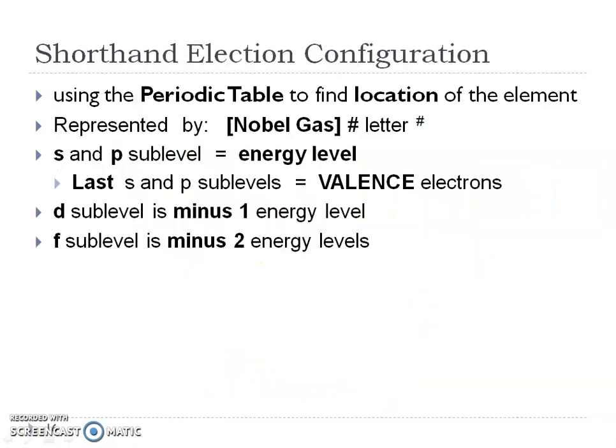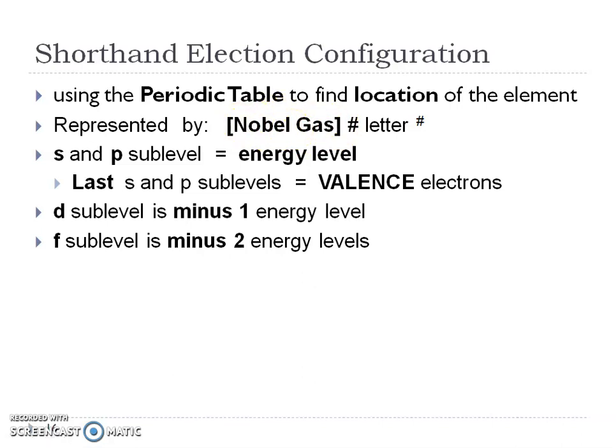So for the shorthand, this is really easy, except again, there are always those tricks of the trade, or I want to say exceptions to the rule. So we're going to use that periodic table and find its location. Then the shorthand just means if there's a noble gas in front of that element, we're going to substitute that 1s2, the 2s2, the 2p6.